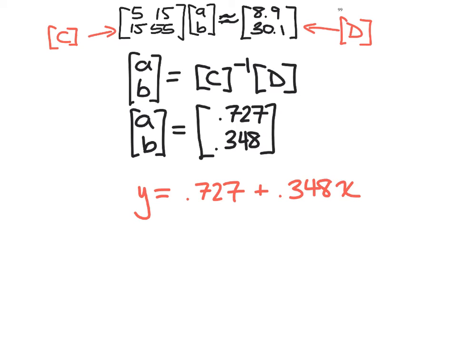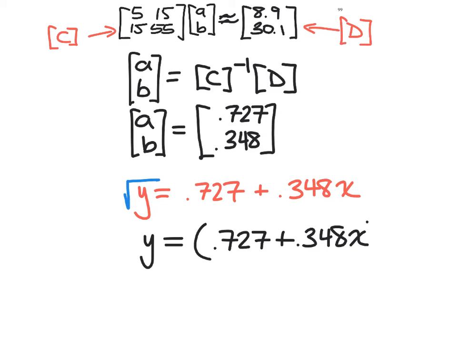The general model tells us that it would be y equals a plus bx. However, we didn't do this for x against y. We did it for x against the square root of y. So that's what we really got out of all of this. That's not what I want, though it's equivalent to what I want. Instead, what I want is what y would be equal to. If I square both sides, y equals 0.727 plus 0.348x, as a quantity squared.